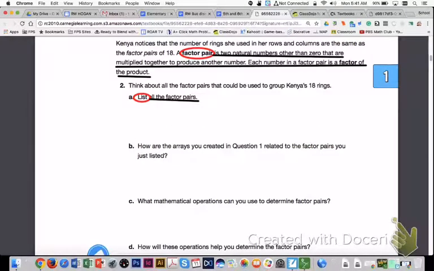Please turn to page 5. Kenya notices that the number of rings she used in her rows and columns are the same as the factor pairs of 18. A factor pair is 2 natural numbers other than 0 that are multiplied together to produce another number. Each number in a factor pair is a factor of the product. Please answer number 2, letters A through D with your group.